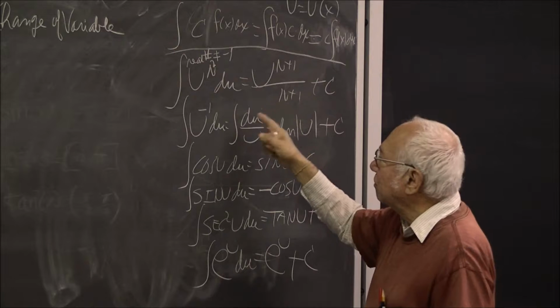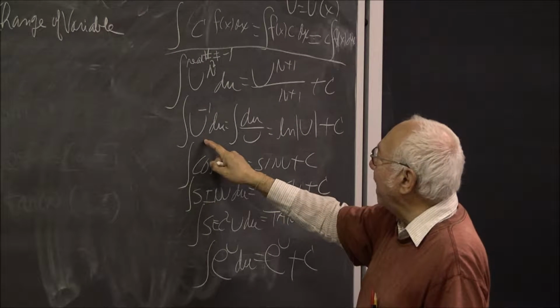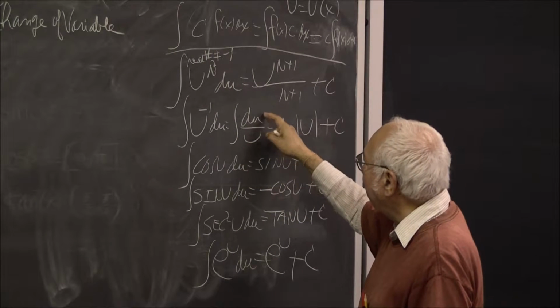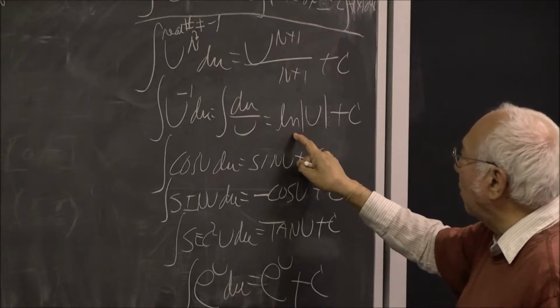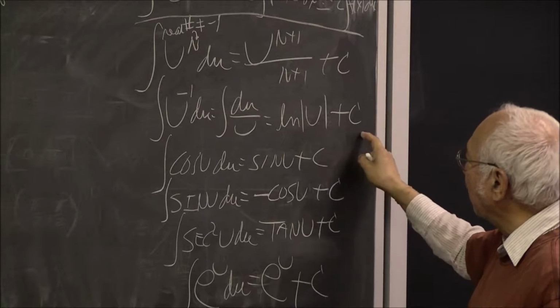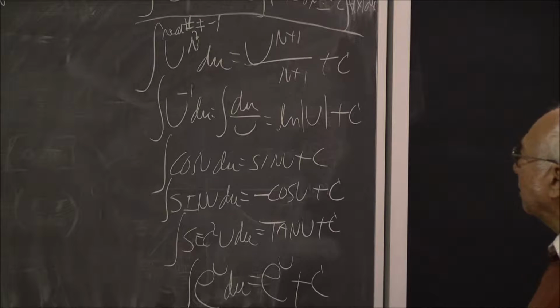integration. Special case, when n is minus 1, then that's the integral of du over u, which is the natural log of the absolute value of u plus c, because logarithms of negative numbers don't exist.